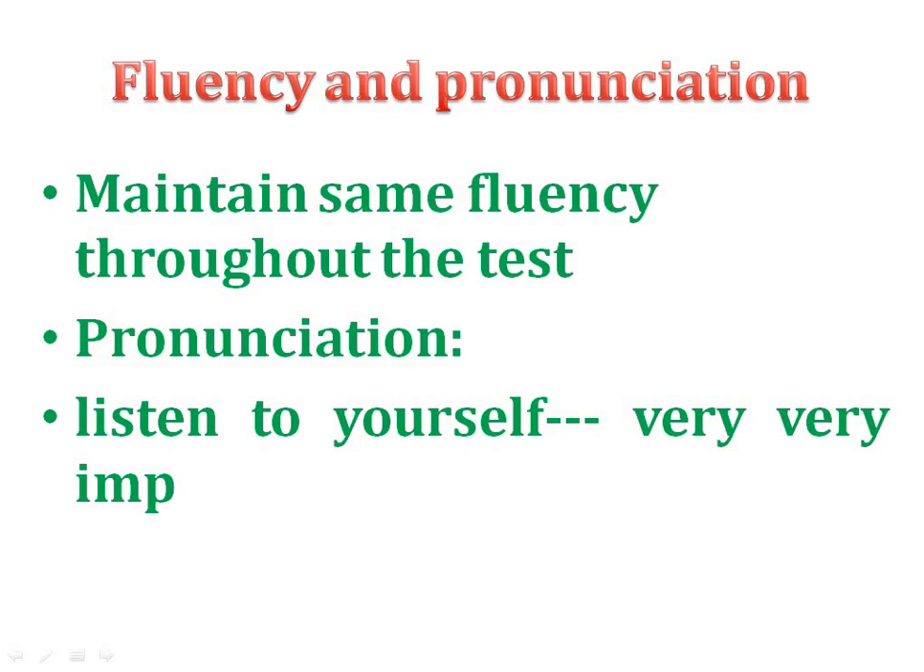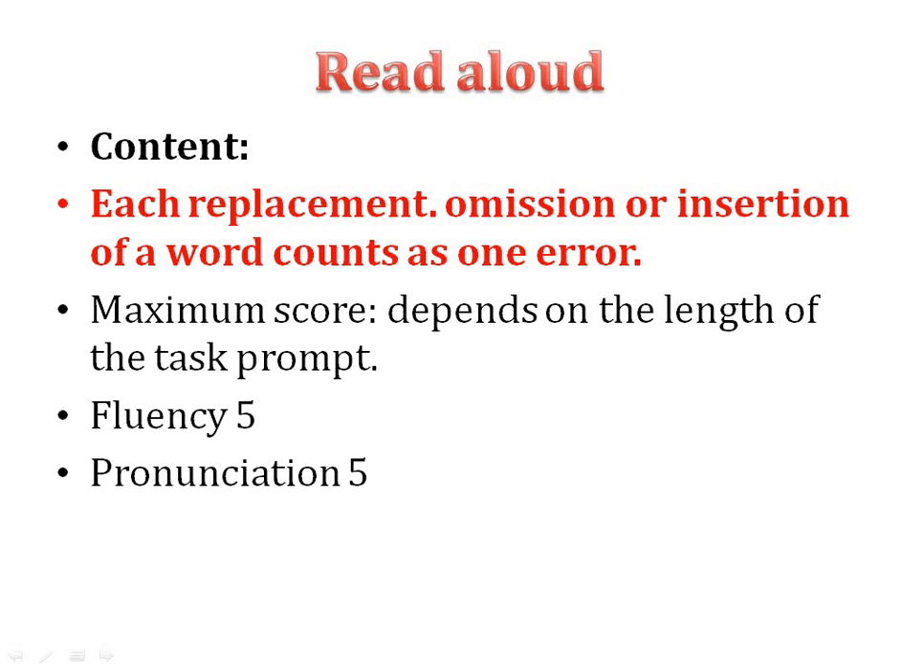So next is read aloud. In read aloud, marks are awarded on the basis of content, fluency and pronunciation. In content, each replacement, omission or insertion of a word counts as one error. So try not to replace any word, delete or miss any word, or insert any word, because this will be counted as one error. And fluency marks are 5 and pronunciation marks are also 5 in each and every section.